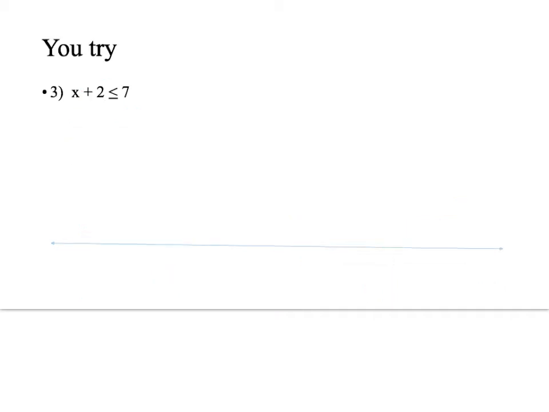Alright, this is a you-try, so go ahead and pause the video and then hit play when you're ready. Alright, draw your line down your inequality symbol. This is x plus 2. The opposite of plus 2 is minus 2. So you will get x is less than or equal to 5.